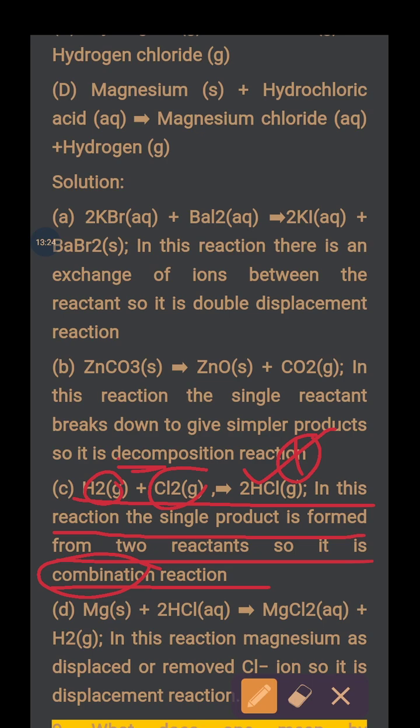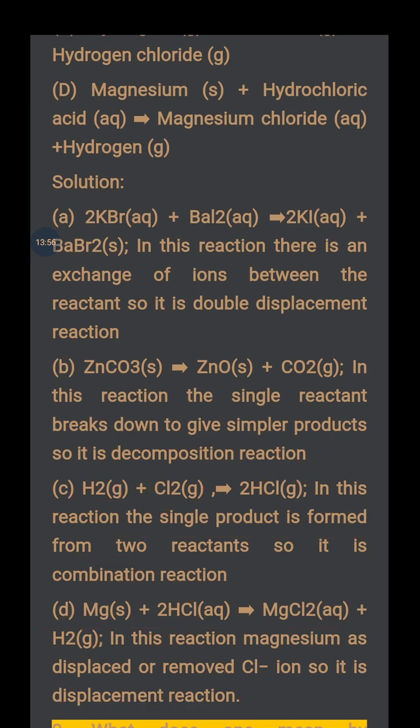Right. Now the final one, D: magnesium plus hydrochloric acid gives out magnesium chloride plus hydrogen. Mg plus 2HCl gives out MgCl2, and hydrogen is evolved. In this reaction, magnesium displaces or removes the chloride ion. So it is called a displacement reaction.